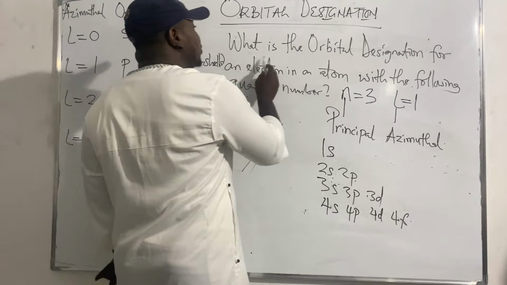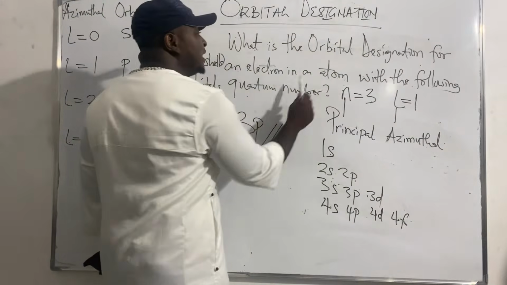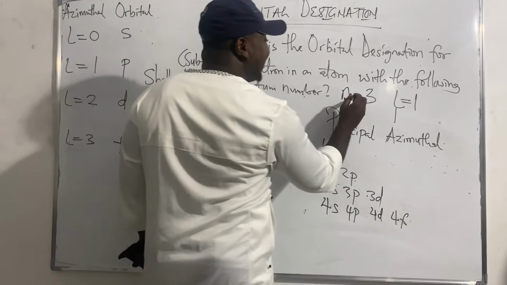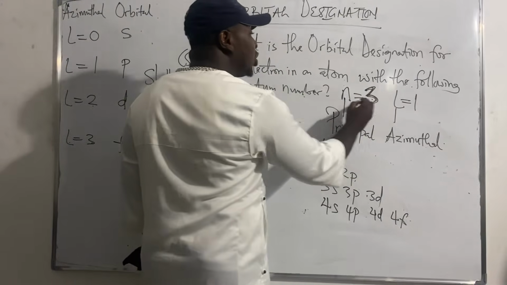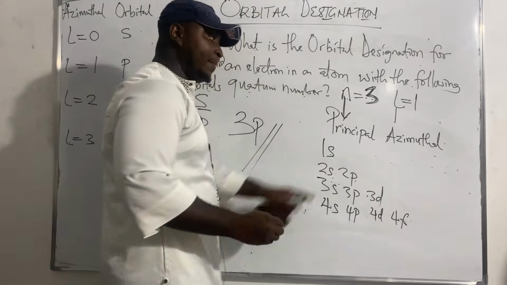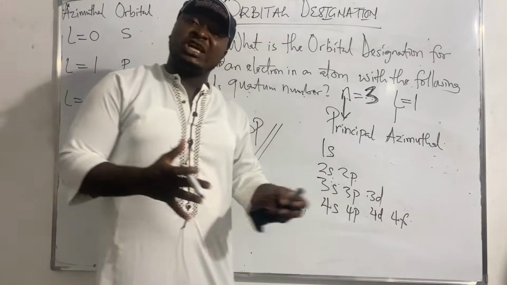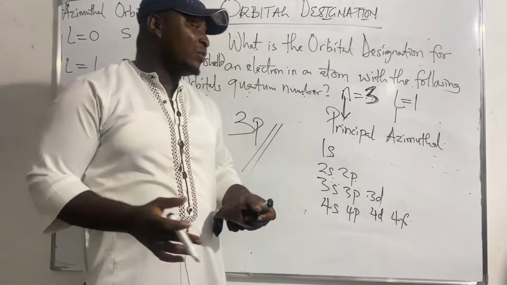So what they told you now in this question, what is the orbital designation for an electron in an atom with the following quantum numbers? When n is 3, it means this electron was formed from the third shell, because n represents the principal quantum number. And the principal quantum number deals with the shell level, right? What shell does it form?